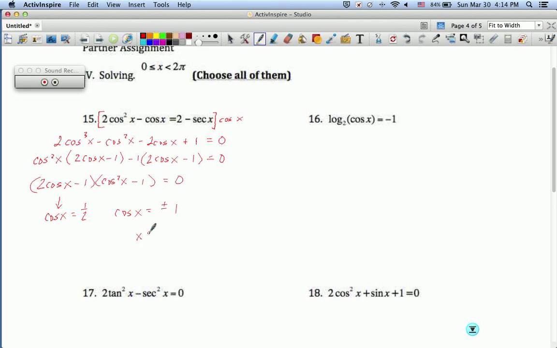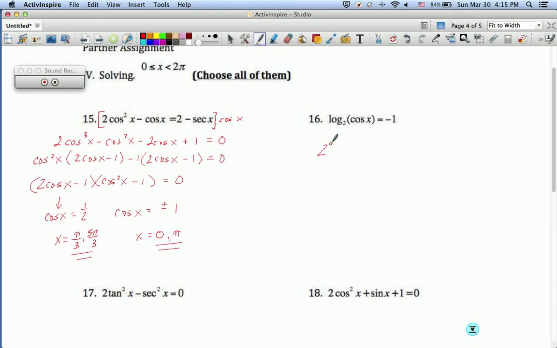So when does cosine equal positive 1? What happens at 0? Don't go to 2 pi though. And negative 1 occurs at pi. Cosine equaling 1/2 would be our tall triangle, which is pi over 3 in the first quadrant and 5 pi over 3 in the fourth quadrant. There are 4 answers for us.